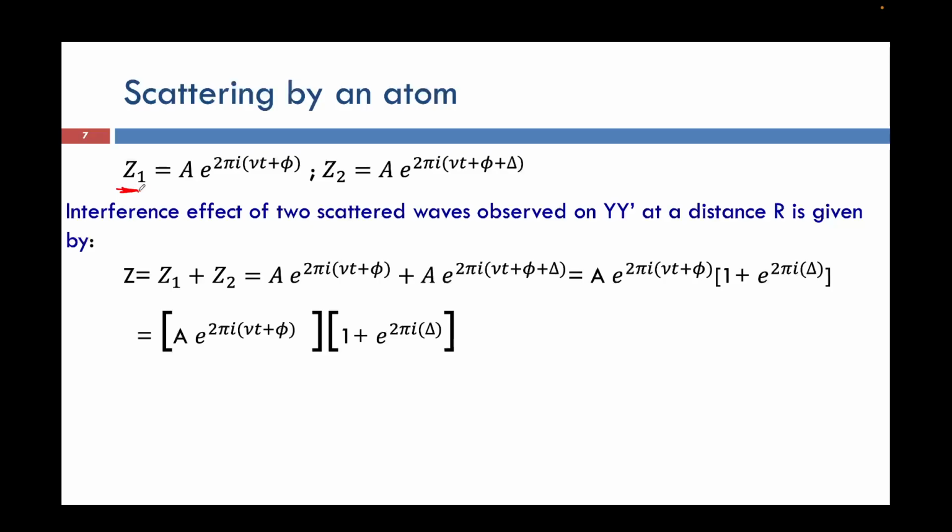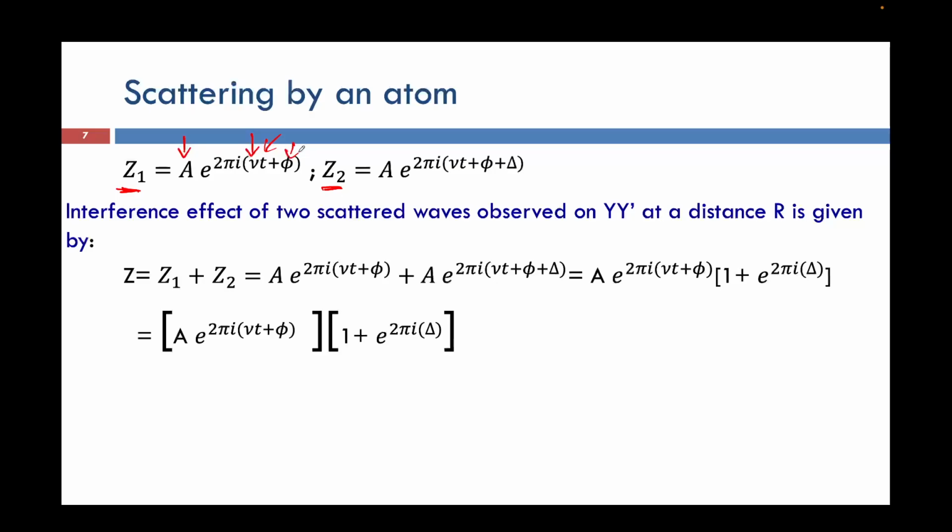Let's say Z1 is one wave and Z2 is another wave. How am I defining Z1? A into e to the power 2 pi i (nu t plus phi). Here t means I am defining my wave in such a way that at any time t I can get the position of my wave, and A is the initial amplitude. Nu is the frequency of this wave, and phi is some amount of phase shift.